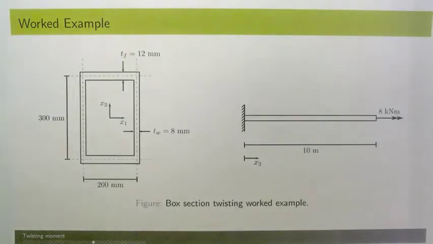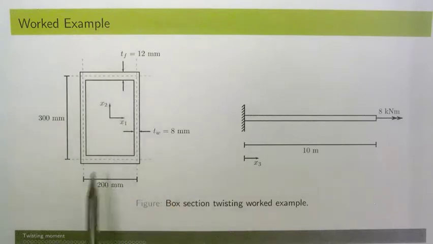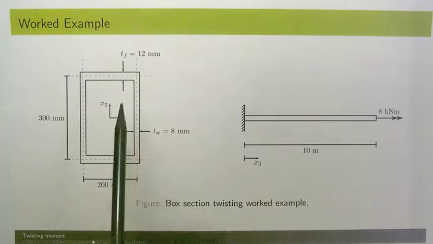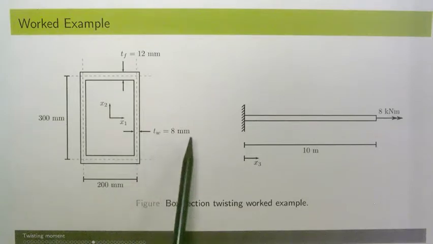So this is the cross section we have. I'm going to use centerline dimensions throughout. So we have a centerline dimension in terms of the width of 200 millimeters, and a depth in terms of the centerline dimension again of 300 millimeters. We have a flange thickness, so the top and the bottom flange have a thickness of 12 millimeters, and then finally we have a web thickness of 8 millimeters.